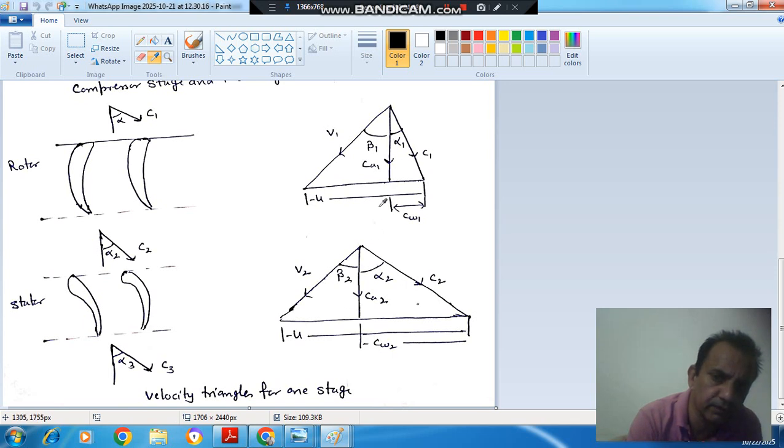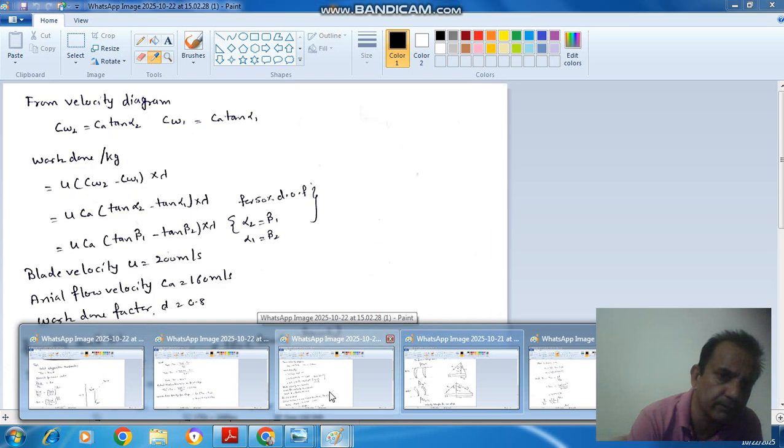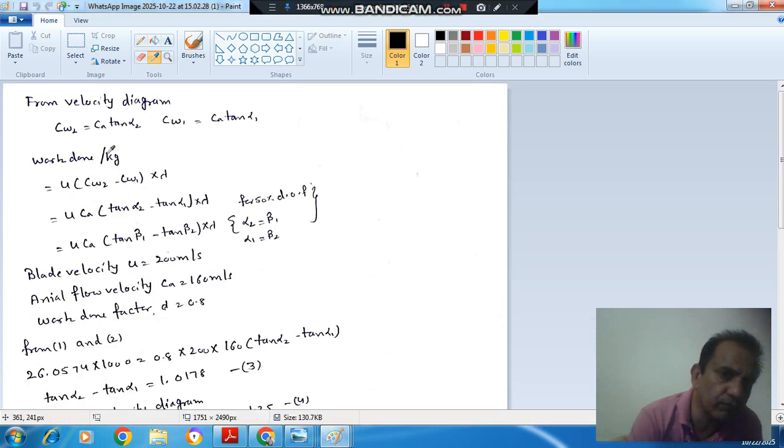Similarly, this is at inlet, this is at outlet. C2 is absolute velocity at outlet, V2 is relative velocity at outlet, this is blade speed, and this is axial velocity. This is also axial velocity, and axial velocity is assumed the same at both inlet and outlet. So from the velocity diagram, CW2 is equal to CA tangent alpha 2, and CW1 is equal to CA tangent alpha 1.